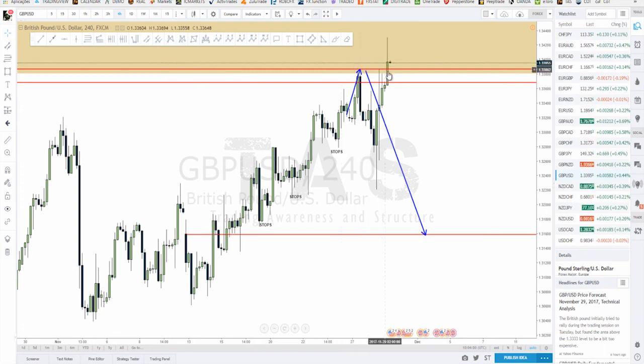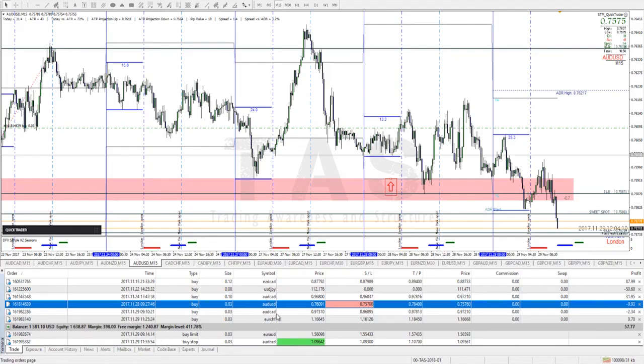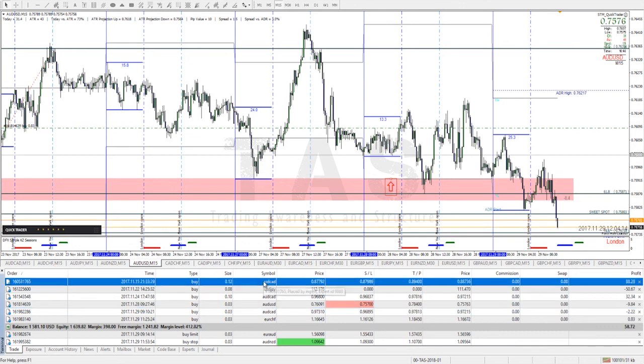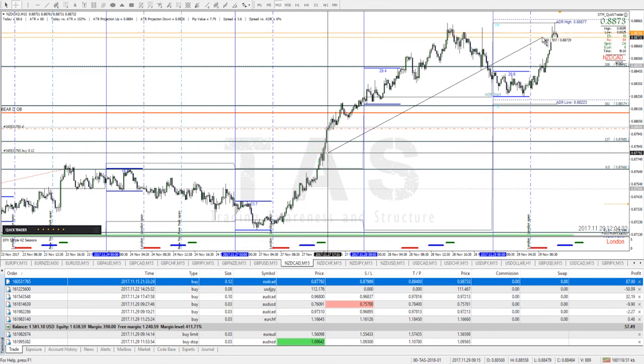It's a nice rejection, but anyway, I don't want to pick the top. We're in this one. This one's going nicely. Let's see how many pips so far. NZD CAD, it's here. 160 pips, nice.